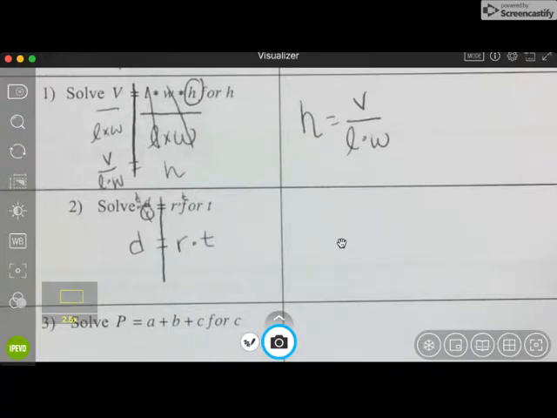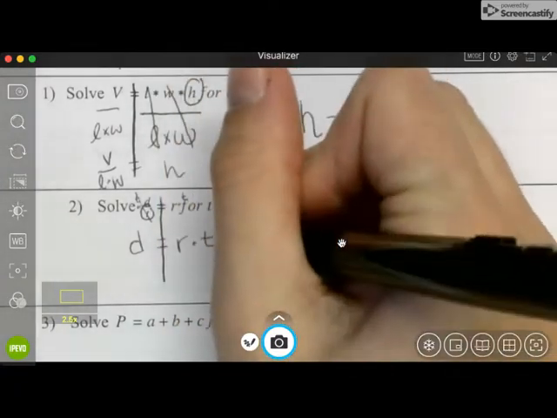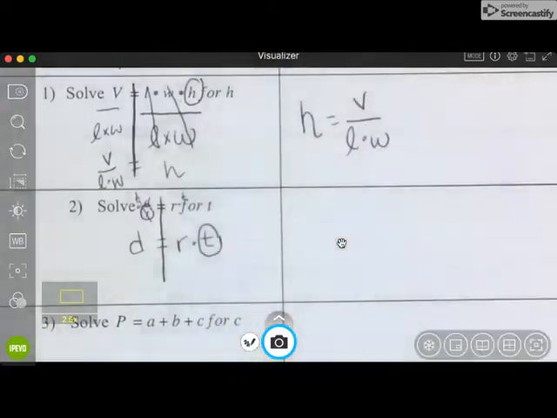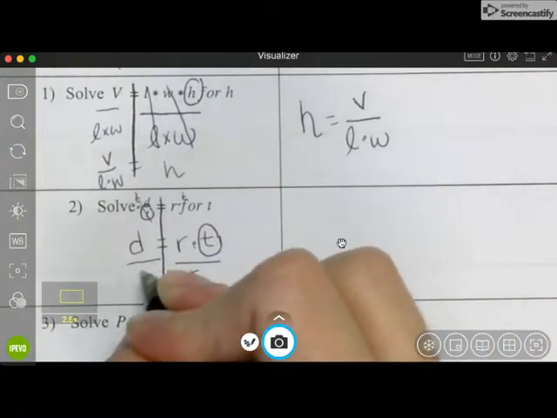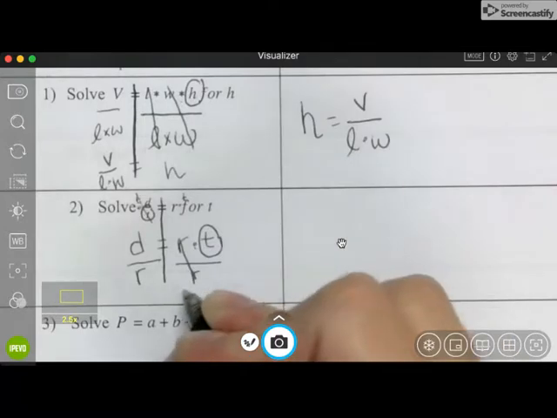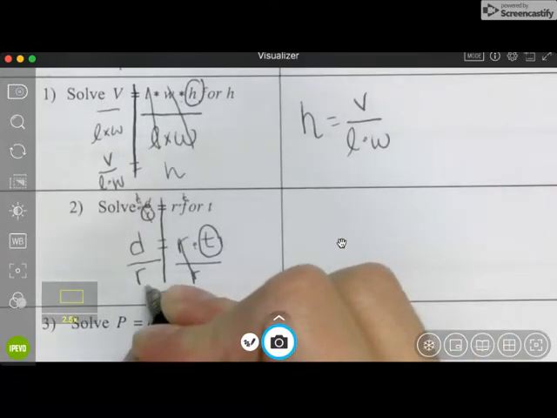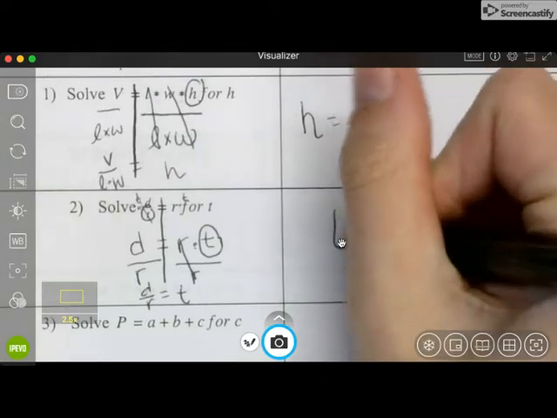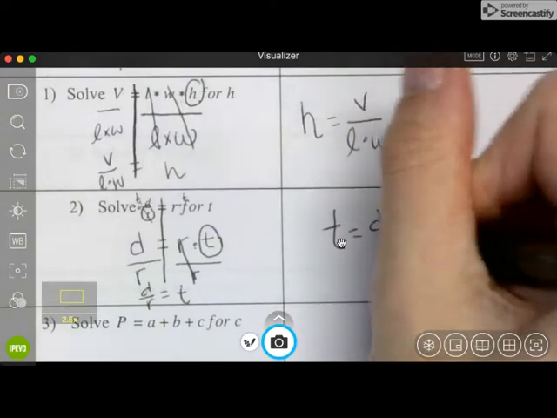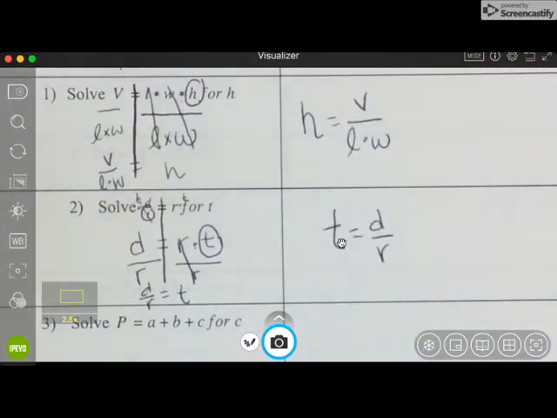Well, is t alone? Not yet. So this is what I want to get alone. What's standing in my way of that being alone? The r. How do I undo that multiplication? Divide. So I'm going to divide by r. That makes a one pair. And t equals d over r. Okay?